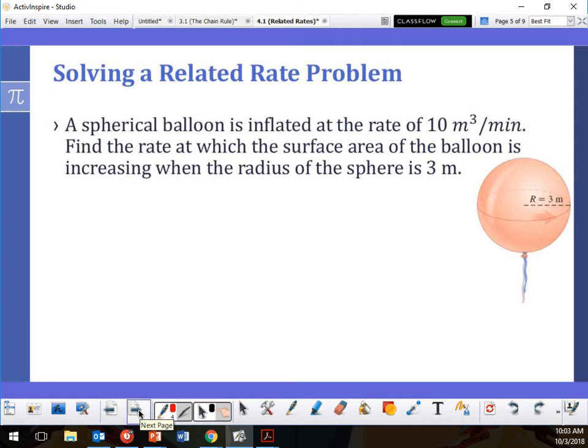Okay, all that. It's spherical. A spherical balloon is inflated at the rate of 10 meters cubed per minute. Okay, so good.